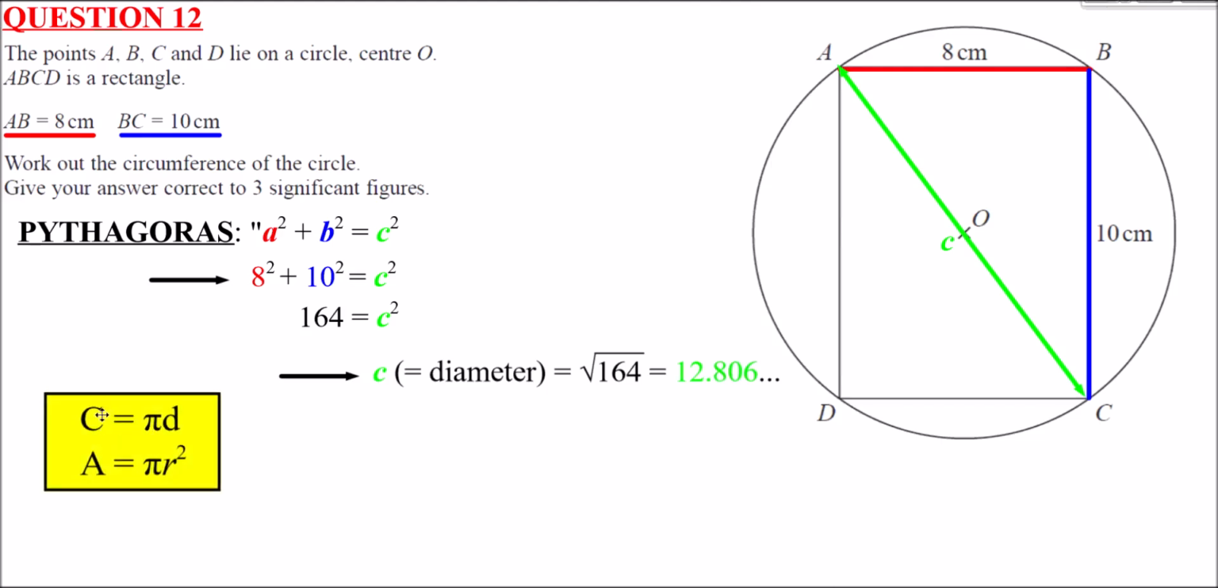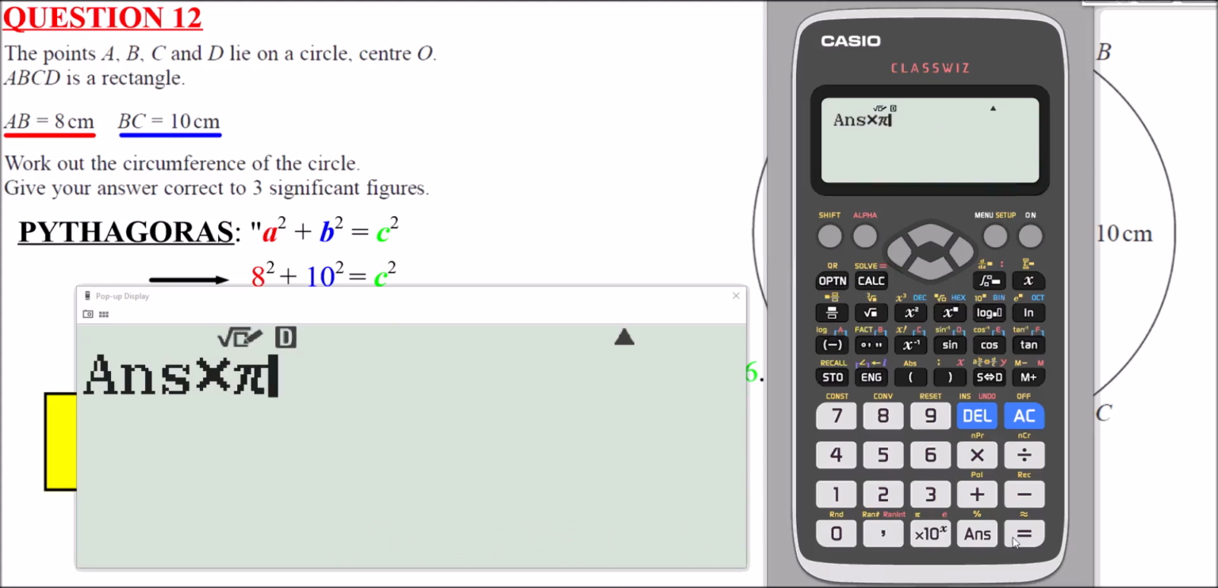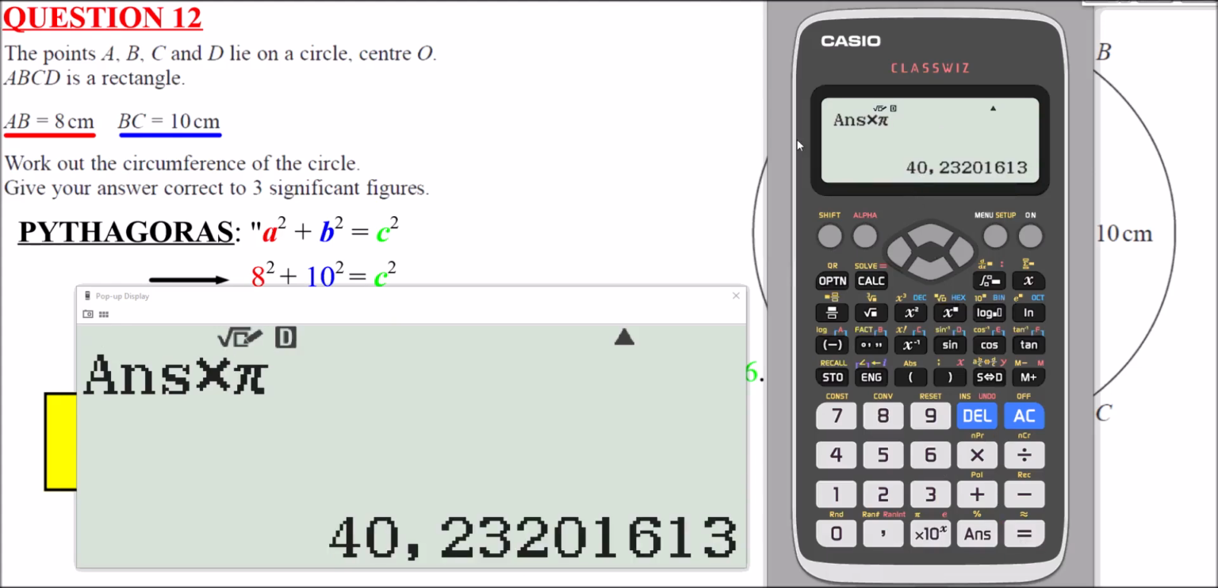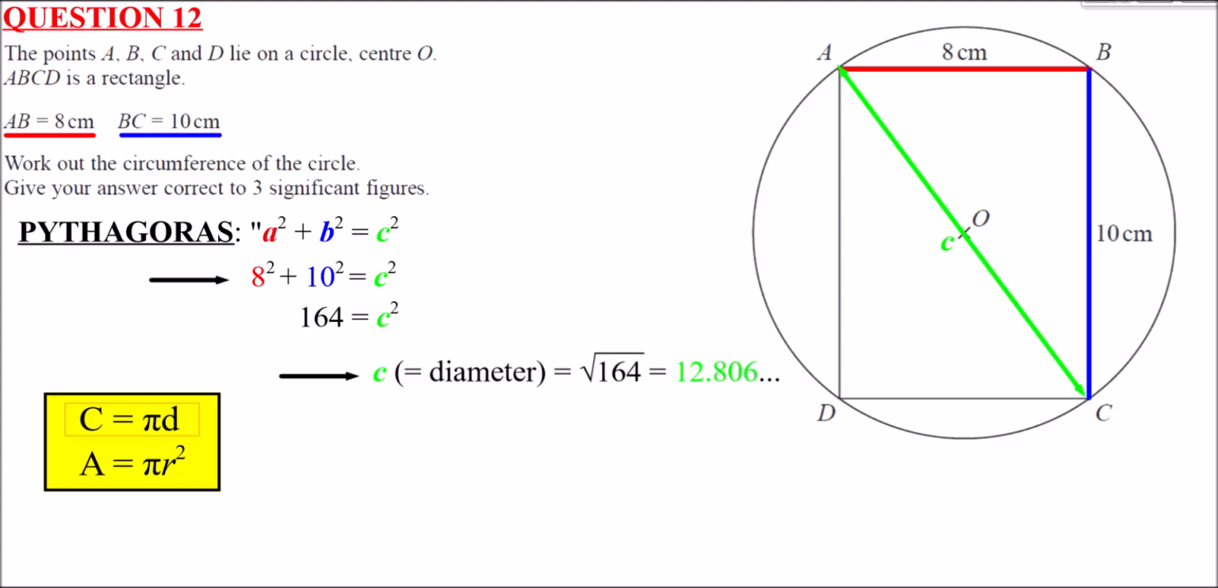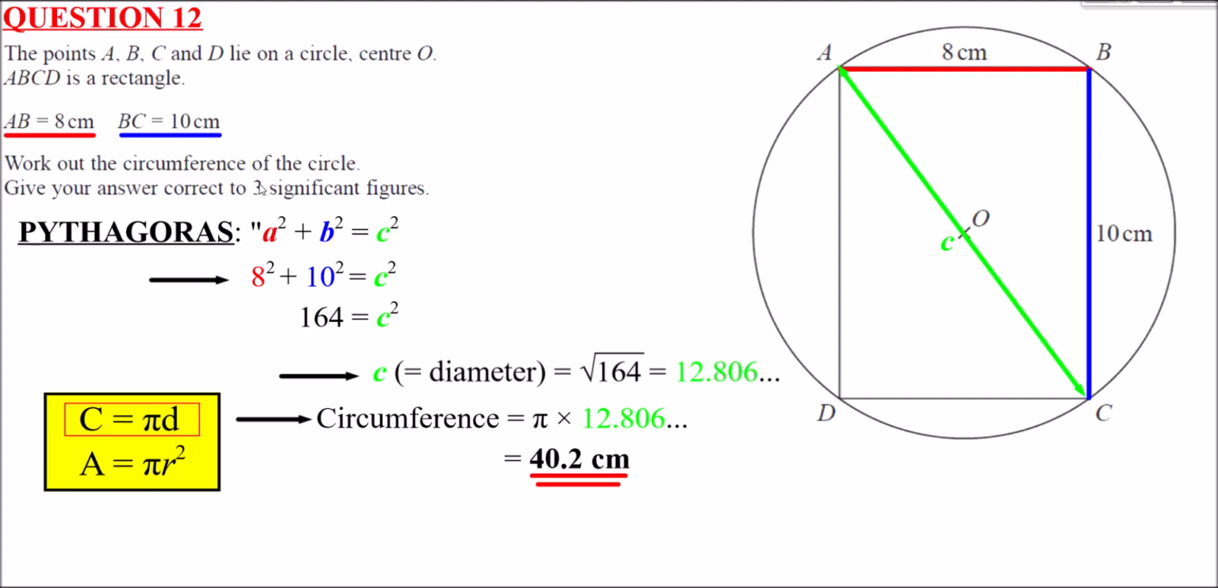Now don't get the formulas mixed up. Circumference is pi times diameter. Area is pi r squared. So to work out the circumference, I now take pi and multiply it by this diameter, 12.806. So the circumference now is this value multiplied by pi, which gives approximately 40.232. So then working this one out, as I say, rounding off, we get 40.2, correct to 3 significant figures. 1, 2, 3 sig figs.